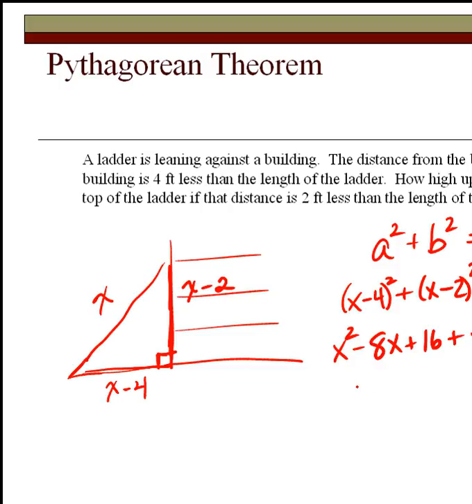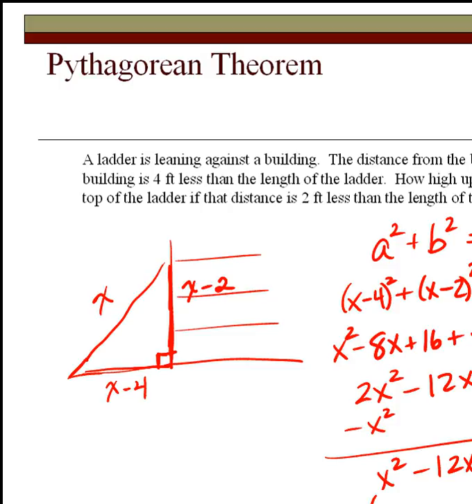So we get here 2x squared minus 8x minus 4x is minus 12x. 16 plus 4 is plus 20, and that's equal to x squared. So we set it to 0 by subtracting x squared. So we would get x squared minus 12x plus 20 is equal to 0.